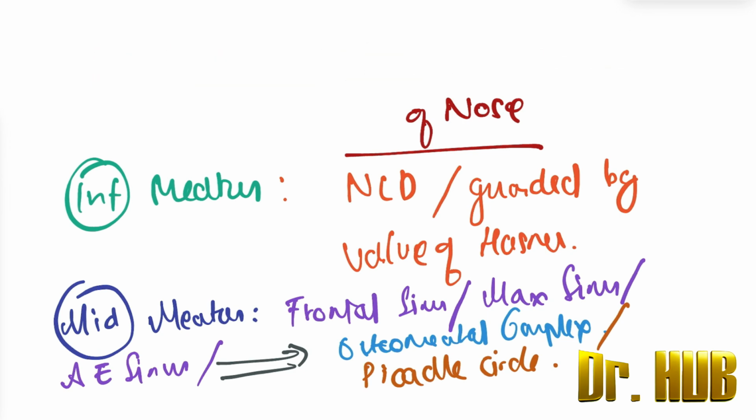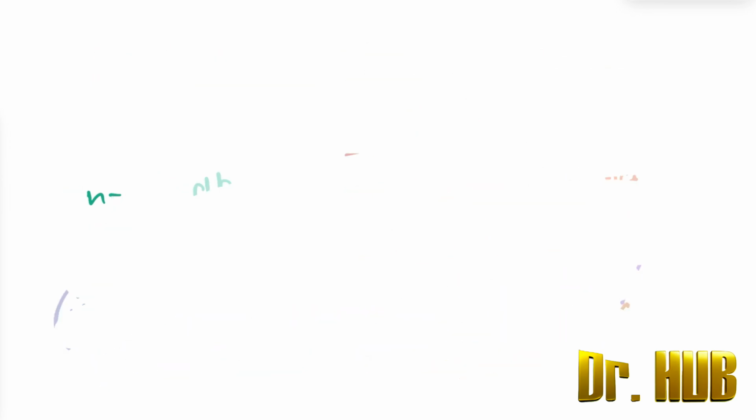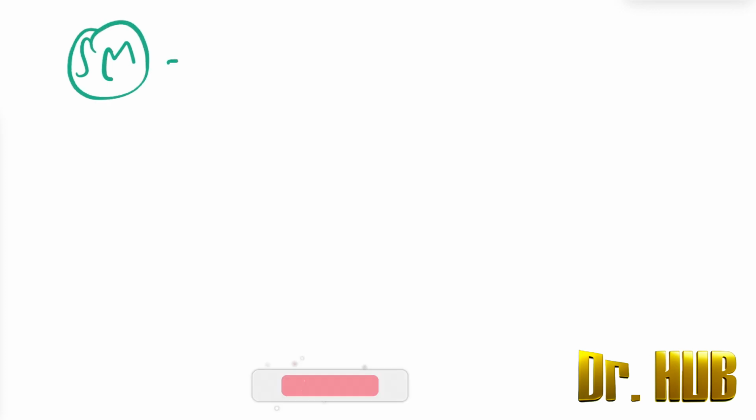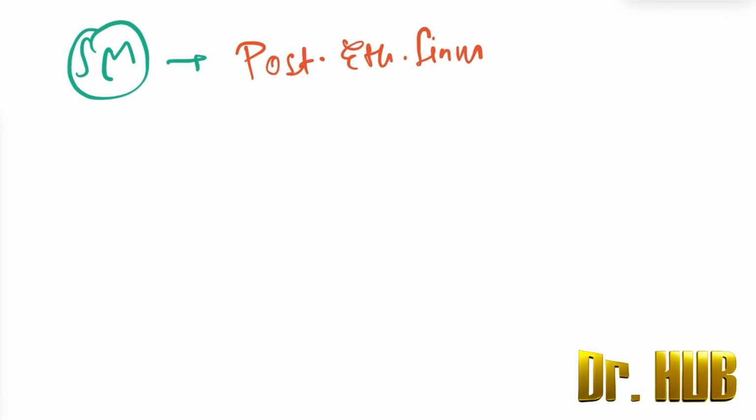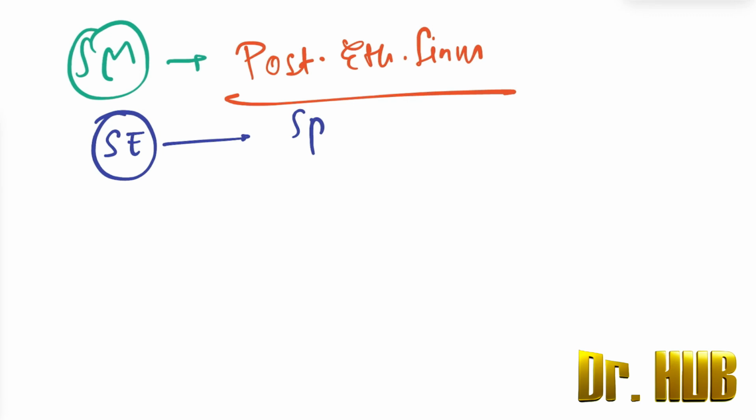Now let's go further. We look at the superior meatus. What is present in the superior meatus? In terms of the superior meatus, it is the posterior ethmoidal sinus which opens. Next is the sphenoethmoidal recess. What opens here is the sphenoidal sinus.